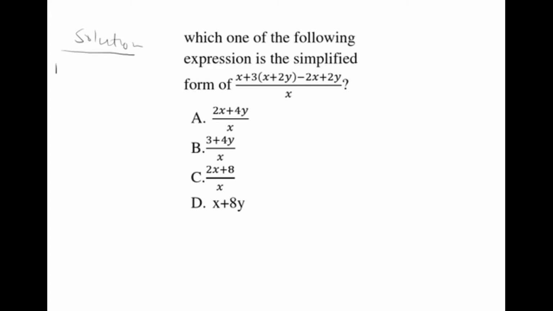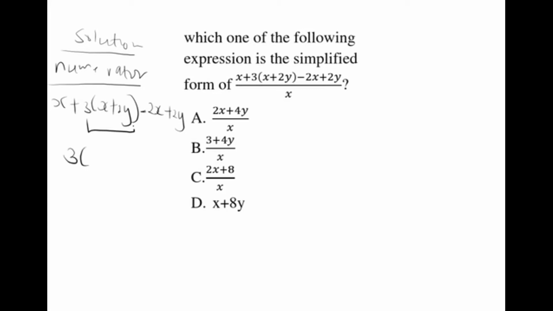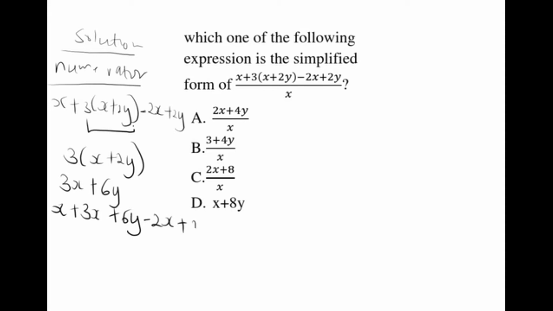We are first going to deal with our numerator. In this case, our numerator, we have x plus 3 into brackets x plus 2y into brackets minus 2x plus 2y. We can proceed with opening the brackets. Our bracket here, we have 3 into brackets x plus 2y. 3 times x will give us 3x plus 3 times 2y to give us 6y. We can now rearrange our sum as x plus 3x plus 6y minus 2x plus 2y.